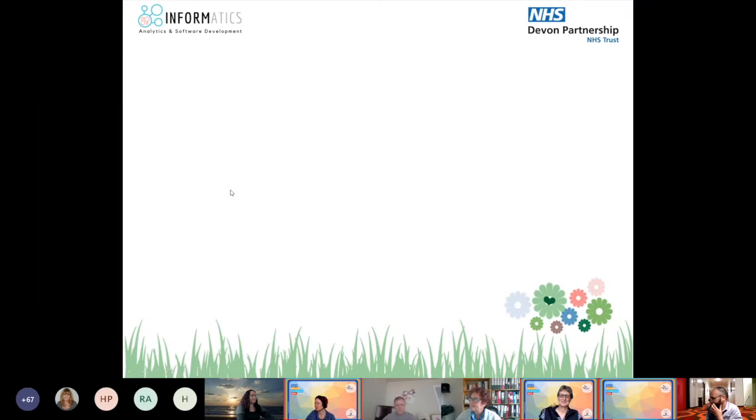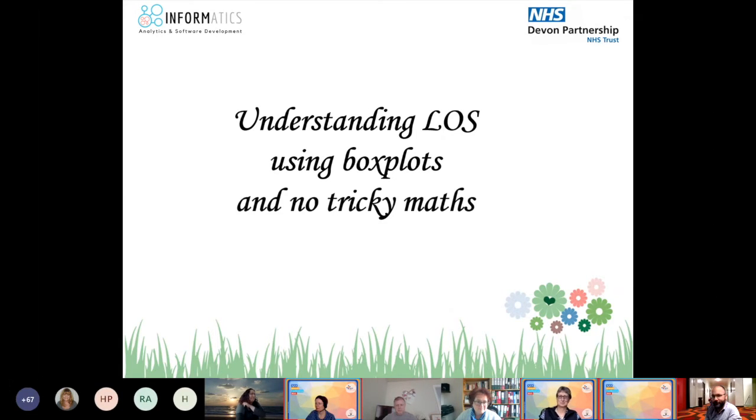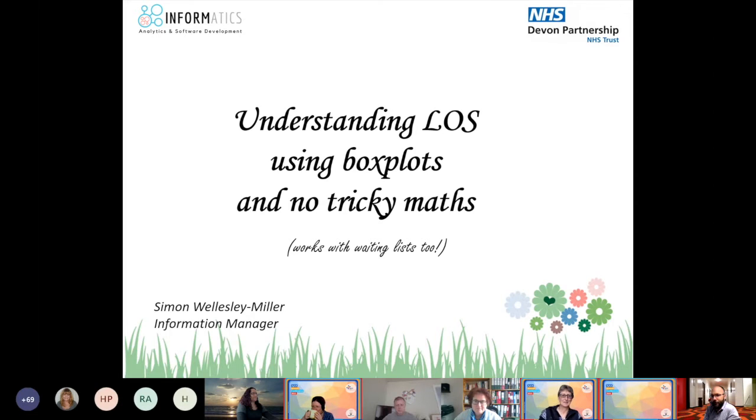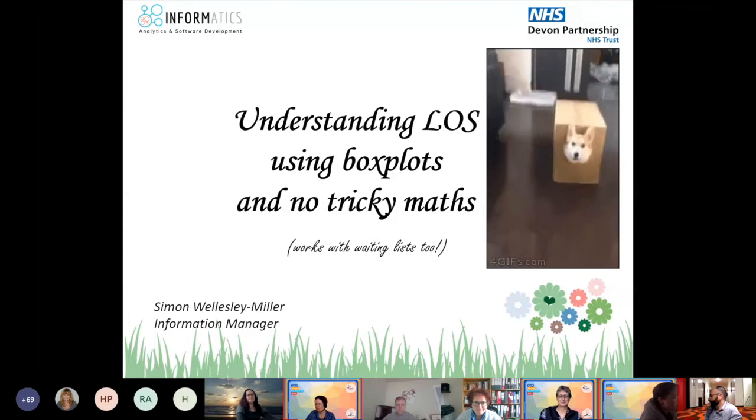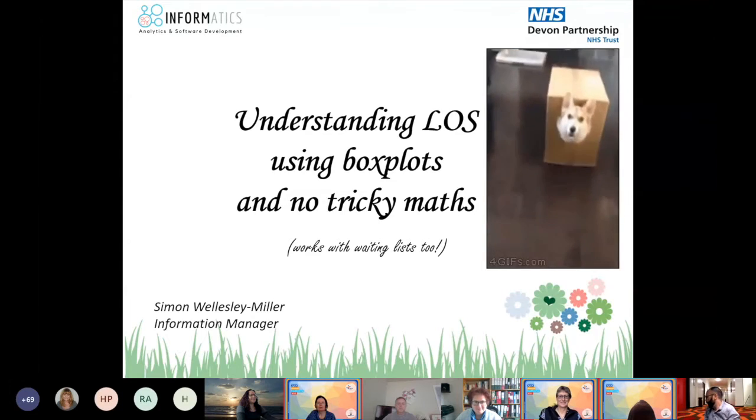There we go. Right. So my name is Simon Wellesley Miller. I'm Information Manager at Devon Partnership Trust. And I'm just going to do a very quick sell for you on understanding length of stay using box plots, which doesn't include any tricky maths whatsoever, although there is some maths included. And like I say, this works with waiting lists as well. I think what I'm trying to do is sell the magic of box plots and how awesome they are. And it's not about box pups, which I Googled by mistake.